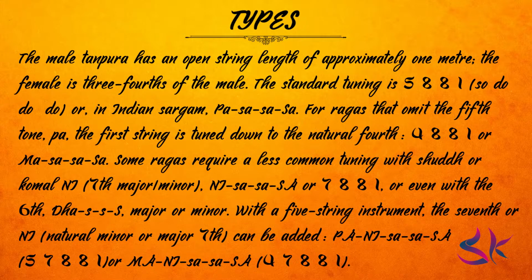Some ragas require a less common tuning with Shuddh or Komal Ni, 7th major or minor, Ni Sa Sa Sa or 7-8-8-1, or even with the 6th, Dha Sa Sa Sa, major or minor. With a 5-string instrument, the 7th or Ni, natural minor or major 7th, can be added. Pa Ni Sa Sa Sa, or 5-7-8-8-1, or Ma Ni Sa Sa Sa, 4-7-8-8-1.